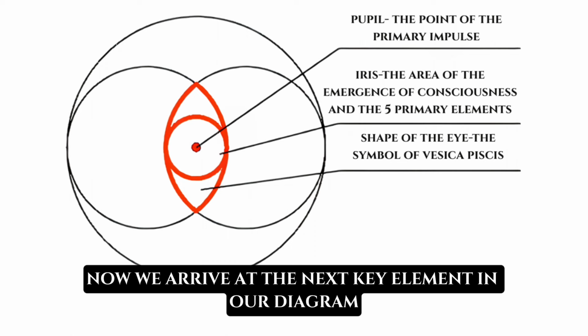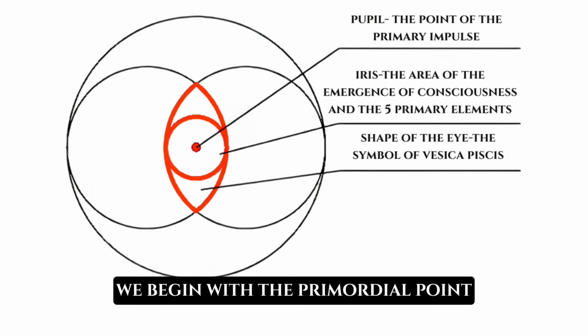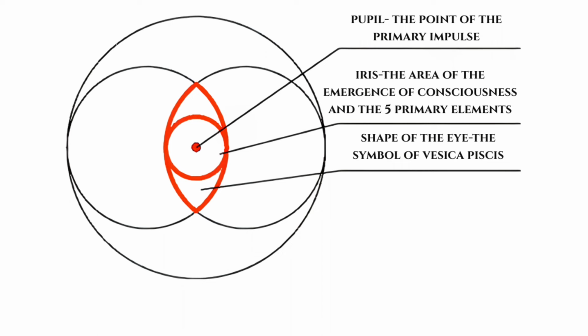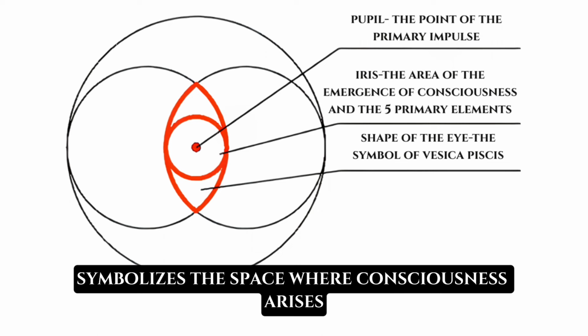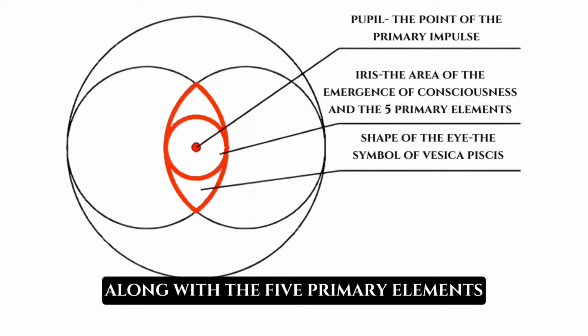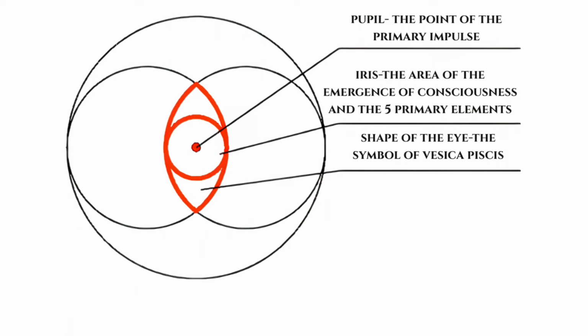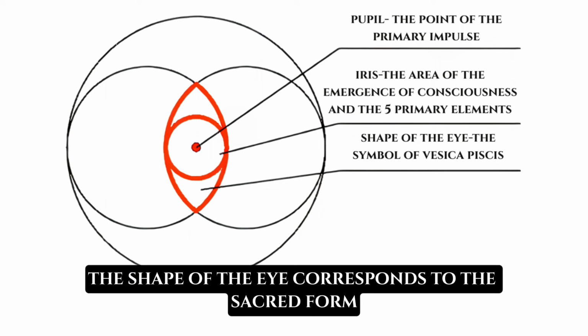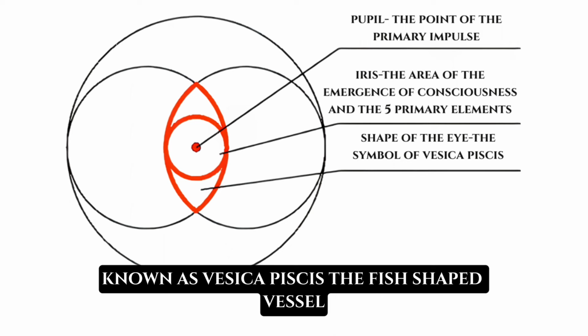In our diagram, we begin with the primordial point, the very first impulse. It is the origin of everything. The iris of the eye symbolizes the space where consciousness arises, along with the 5 primary elements, which we will explore in more detail later. The shape of the eye corresponds to the sacred form known as Vesica piscis, the fish-shaped vessel.